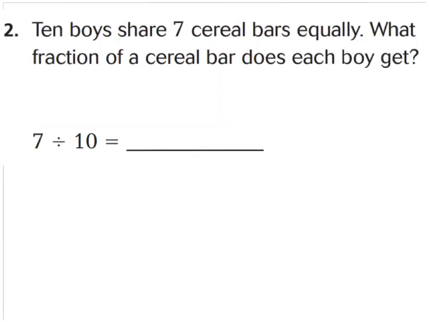So question 2 says 10 boys share 7 cereal bars equally. I see that clue word, share and equally. So 10 boys are sharing 7 cereal bars. So to write this as a fraction, well, you just write how many you're sharing among how many groups. So it's going to be 7 bars divided by 10 people. So that means if 10 boys share 7 cereal bars equally, what fraction of a cereal bar does each boy get? They're going to get 7/10.